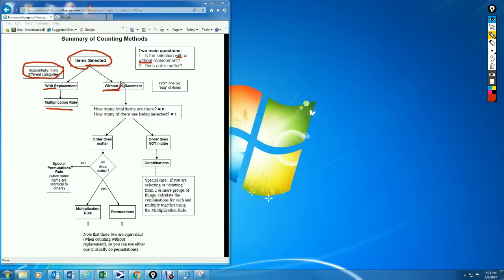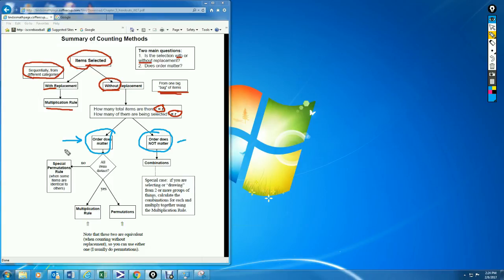If you are choosing without replacement, in other words, you've just got a big bag of stuff and you're picking things out, then the next question is, how many total items and how many of them are you picking? And then extremely key is: is the order important, yes or no? Are you creating a specific order, or are you just creating a group of items?